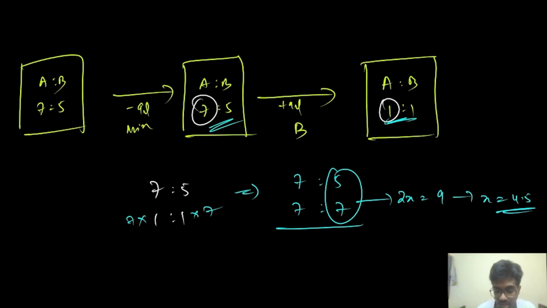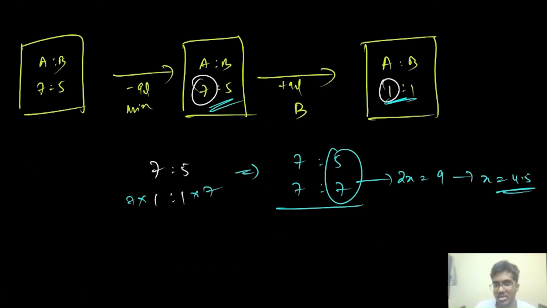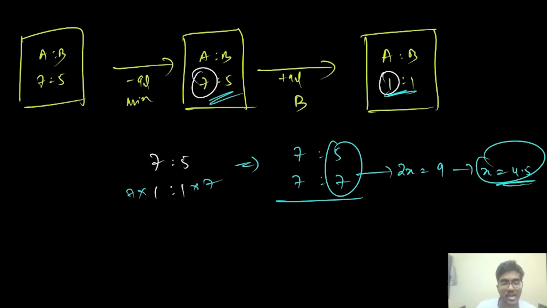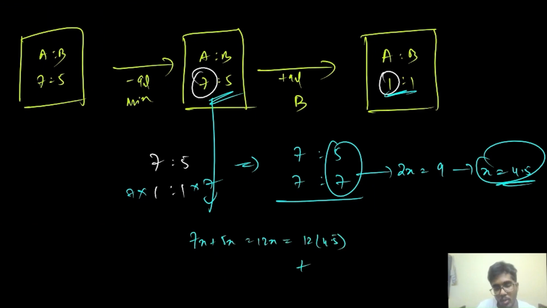They have asked us to find, just a minute. So yeah, how many liters of A was there in the initial? So now that we have got the value of x, that is 4.5, what is the value here in the second box? That is 7x plus 5x, that is equal to 12x. So 12x equals 12 into 4.5, and also plus what you need to do? You have removed 9, so add that 9. So if you do that, you'll be getting the value to be equal to 63 liters.